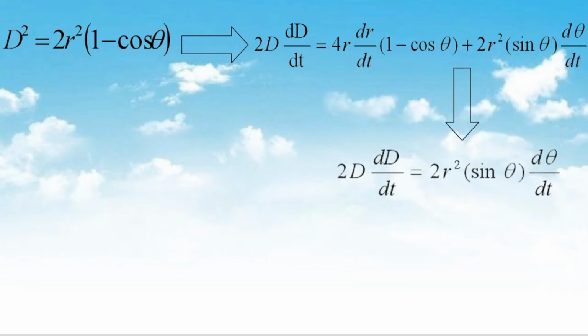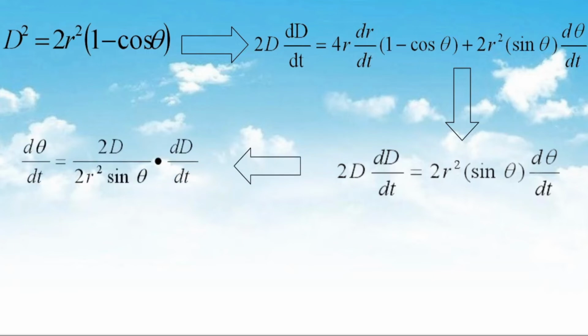After that, the change of theta with respect to t must be put at the left side of the equation and the others at the right side of the equation. It will be change of theta with respect to t equals 2d divided by 2r squared sin theta, multiplied by change of d with respect to t.